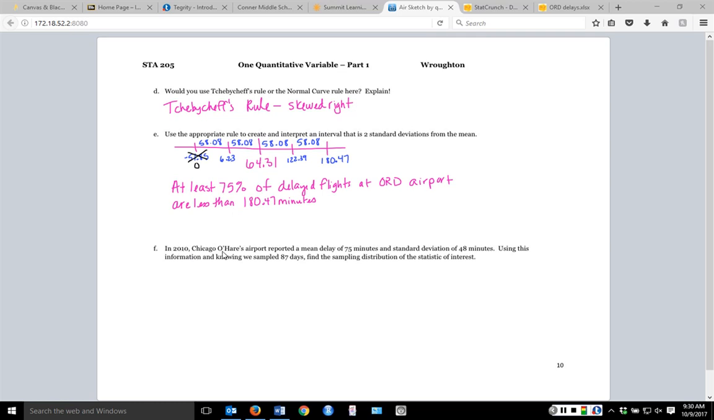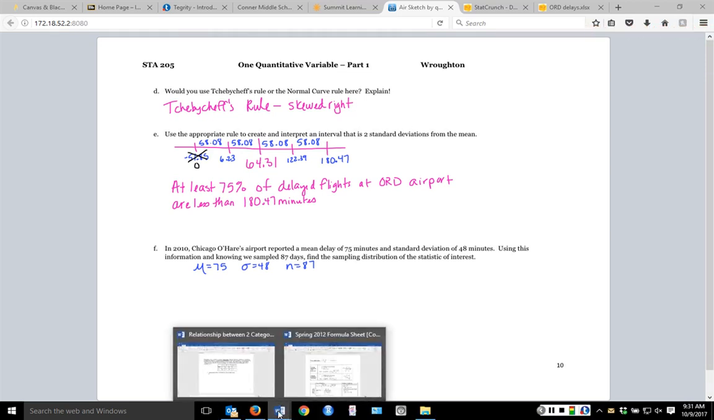In 2010, it was reported that they had a mean delay of 75 minutes and a standard deviation of 48 minutes. That was just reported, so those are sort of like population numbers here. So that wasn't based upon the sample. The mean was 75, the standard deviation is 48. Using this information, note that we sampled 87 days. We're going to find our sampling distribution of the statistic of interest.